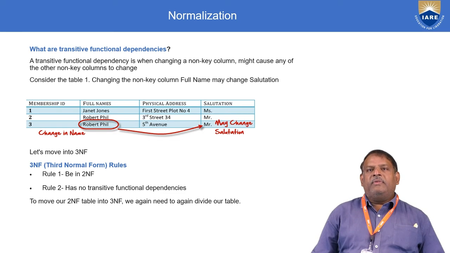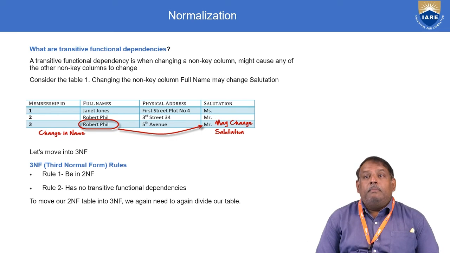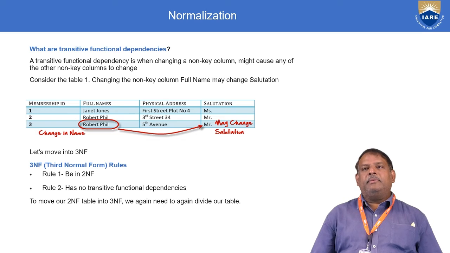A transitive functional dependency is one where changing a non-key column might cause any one of the other non-key columns to change. Consider the table below. Changing the non-key column full name may change the salutation. Here Robert Phil is Mr. Suppose you have changed that name to Miss Nancy. Here the salutation will be a problem because it is still Mr., but actually she is Miss. So for that we'll have to go to the third normal form.